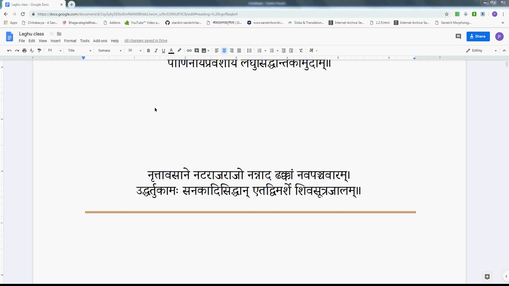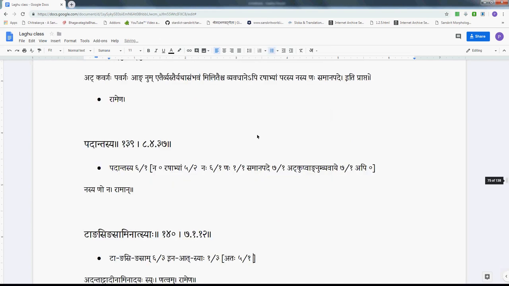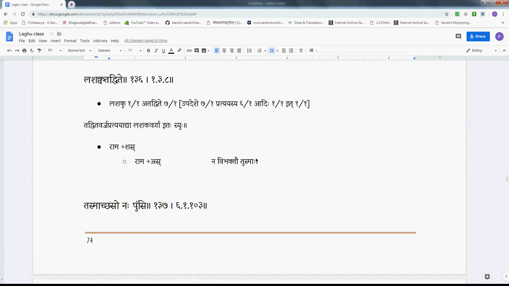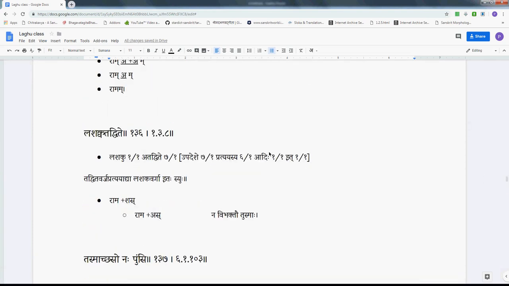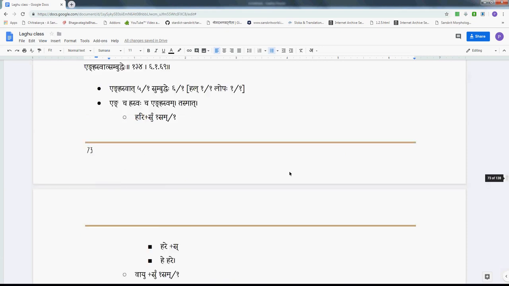Yes, the Sambuddhi Sanya. Is it for the Supratya following Rama Shabda, or is it for anything? Sambodhana Prathama, that's all. Prathama Vibhakti Sambodhana has the Sanya of Sambuddhi. Not only for the Pratyaya, and not for Rama alone. See, what does the Sutra say?